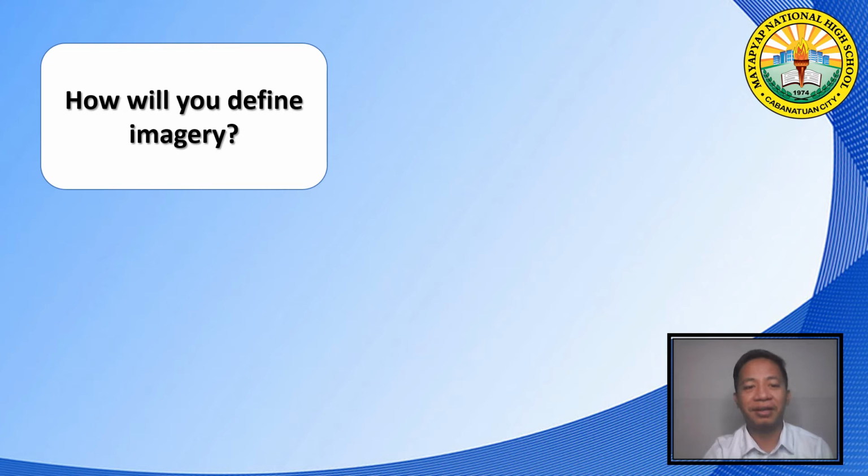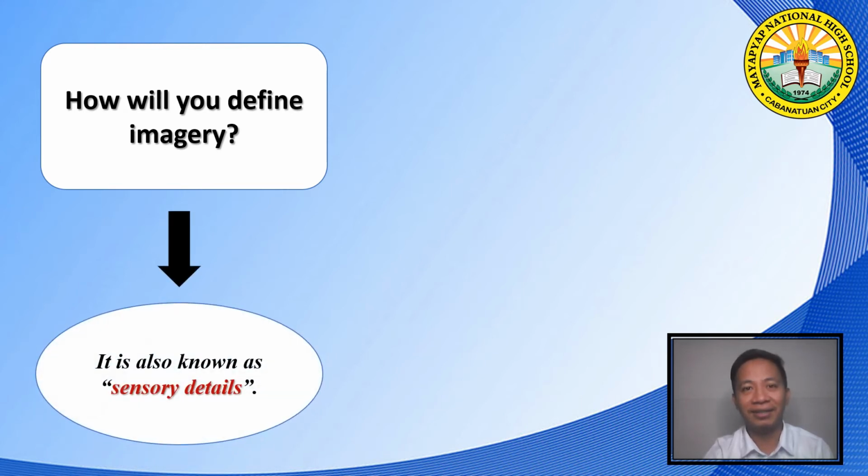First, it is also known as sensory details. Let us take note of the words sensory details. From the word itself, sensory, we can determine imagery easily by asking the question, does this word appeal to my senses? If yes, you are reading a piece of literature using imagery.